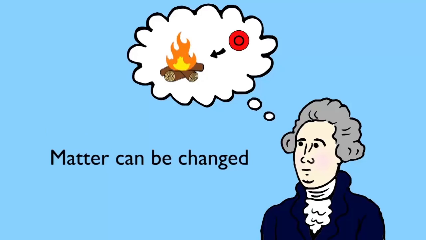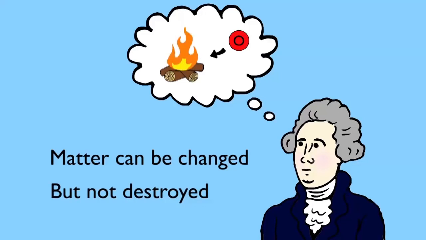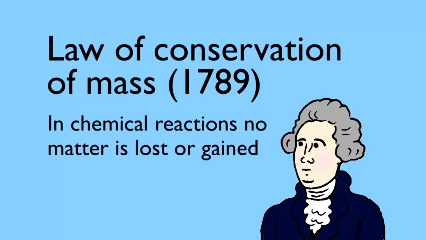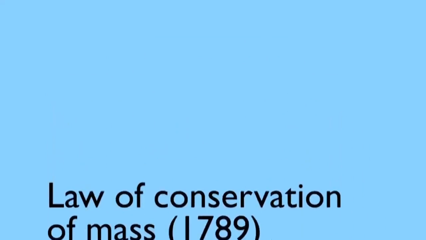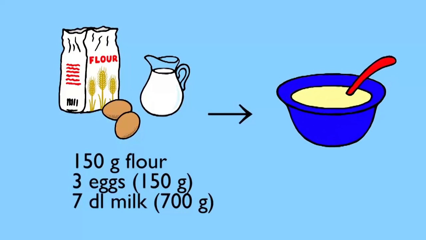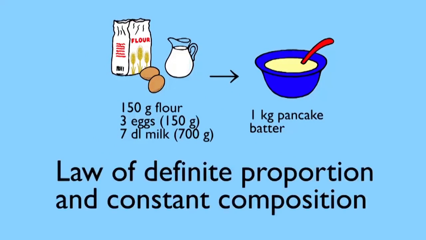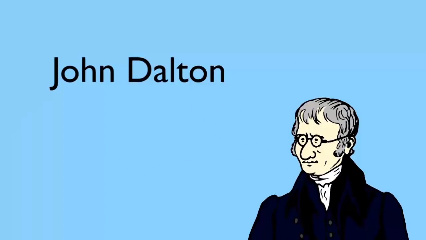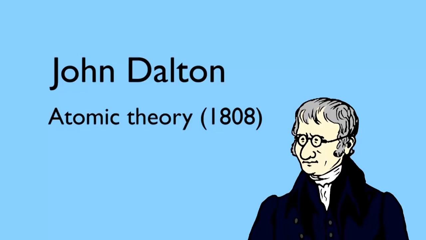He realized that matter could be changed but not destroyed. In 1789, he established the law of conservation of mass. In chemical reactions, no matter is lost or gained. These experiments on combining weights also showed that elements always combined in fixed ratios, the law of definite proportions and constant composition, and they led Dalton to publish his atomic theory in 1808.